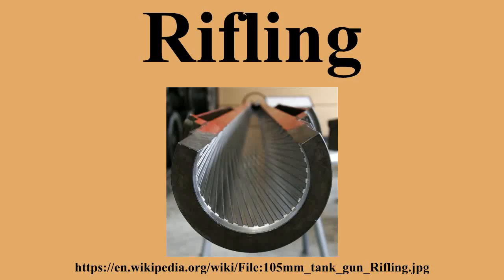The grooves are the spaces that are cut out, and the resulting ridges are called lands. These lands and grooves can vary in number, depth, shape, direction of twist, and twist rate. The spin imparted by rifling significantly improved the stability of the projectile, improving both range and accuracy.